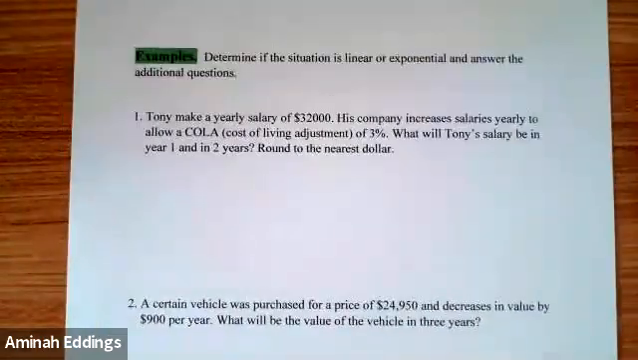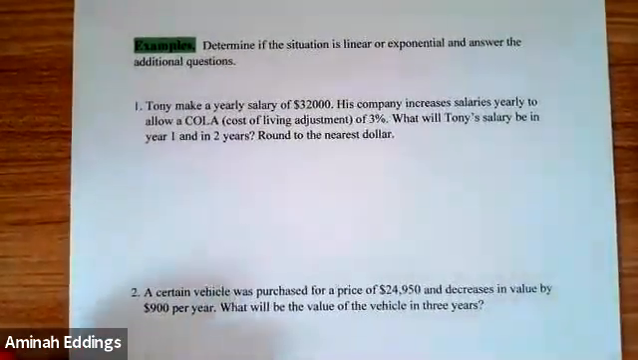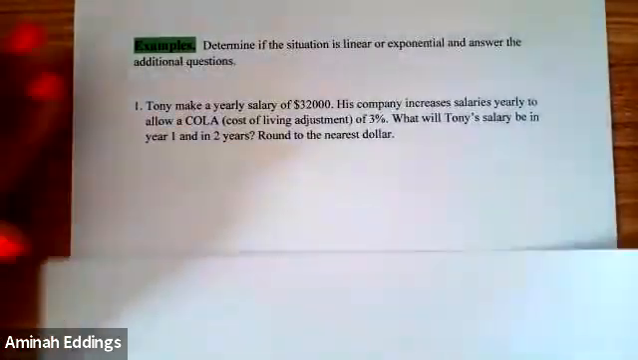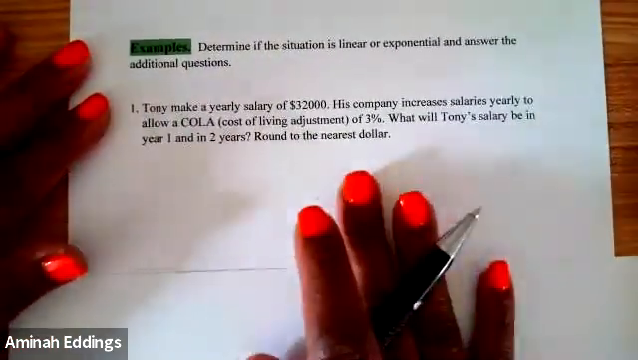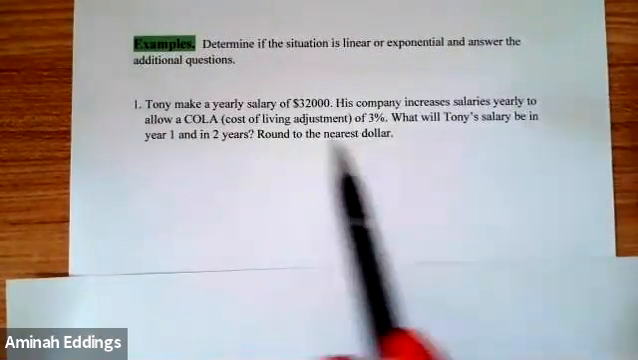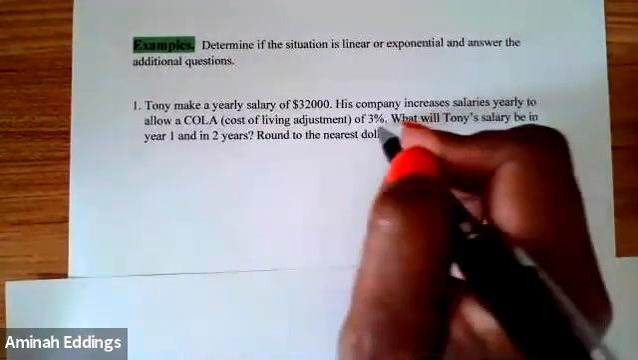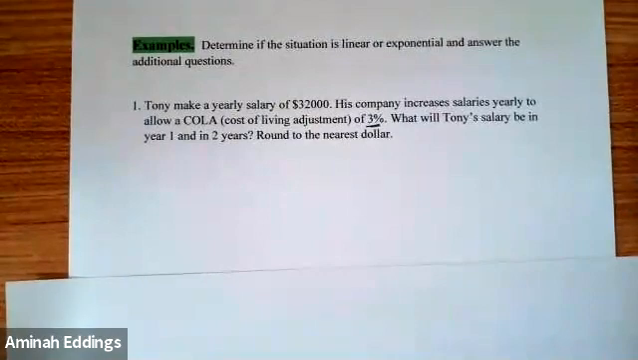All right, so let's determine if the situation is linear or exponential, and then we're going to answer any additional questions. So example 1. Tony makes a yearly salary of $32,000. His company increases salaries yearly to allow for COLA, which is the same as cost of living adjustment. Okay, and this increase is of 3%. It says, what will Tony's salary be in year 1 and year 2? And round your answer to the nearest dollar.